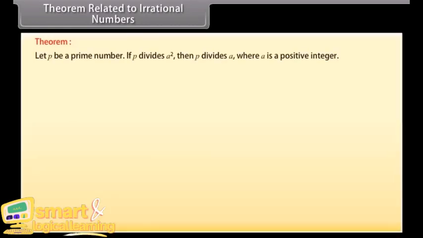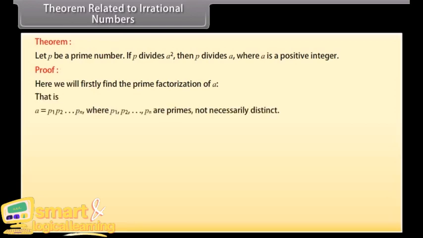Theorem related to irrational numbers. Theorem: Let p be a prime number. If p divides a square, then p divides a, where a is a positive integer. Let us prove this theorem. Proof: Here we will first find the prime factorization of a.